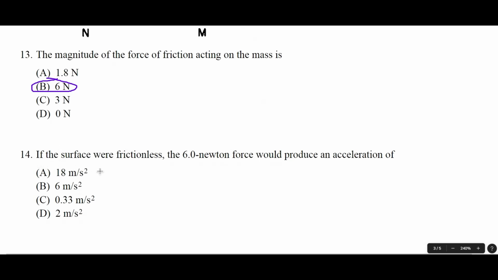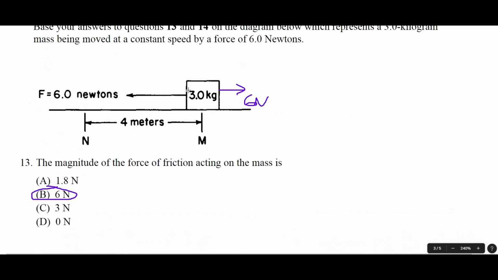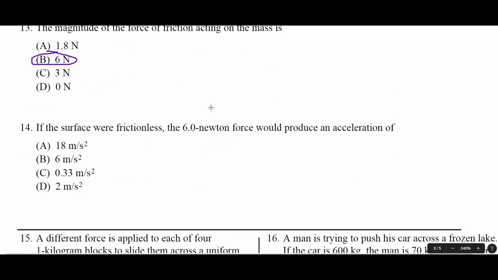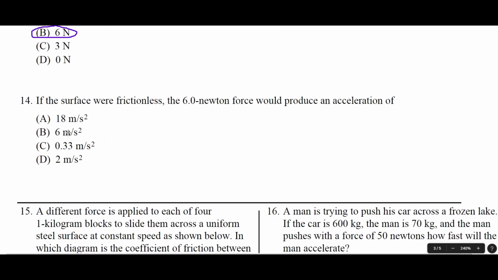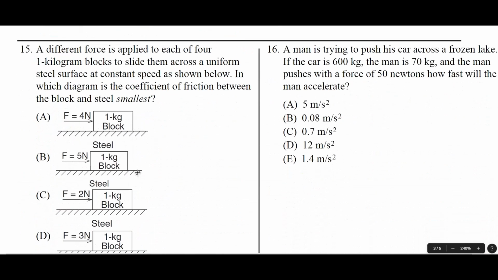All right, 14. So here's the next one. Pause the video, work it yourself, and we'll go over it in a second. All right, they want us to know, if it was frictionless, what would the acceleration be? The answer to this one is going to be D. We literally just plug and chug into F net equals ma. We have the mass, we have the force, easy peasy.